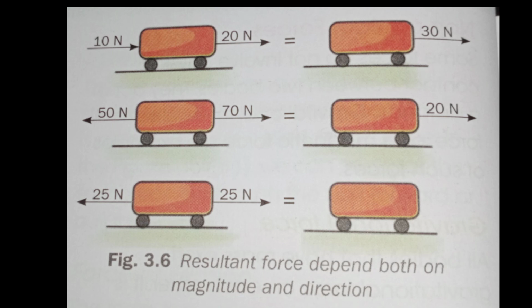In the first case you have seen that the forces were acting in the same direction. Okay, the forces were acting in the same direction, but you can see now the forces are different. One is of 20 Newton, one is of 10 Newton. In the second case the forces were acting in the opposite direction, but they were different. One was greater than the other. In the third case you have seen that they were acting in the opposite direction but both the forces were equal. That is why the body does not move.